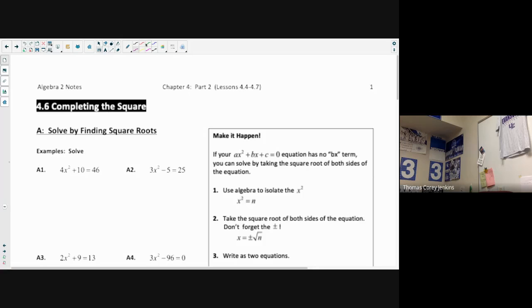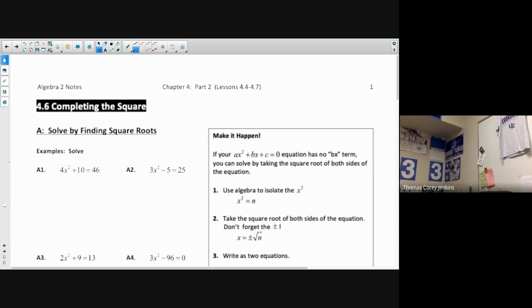This will be your next lesson in chapter 4. Starting right now though, 4-6 through 4-9 is going to be covered as a different unit. Okay, so we'll be talking about completing the square here. This is another way to factor. But now we start to focus on how to factor those unfactorable problems.